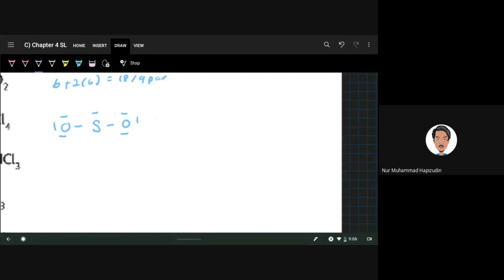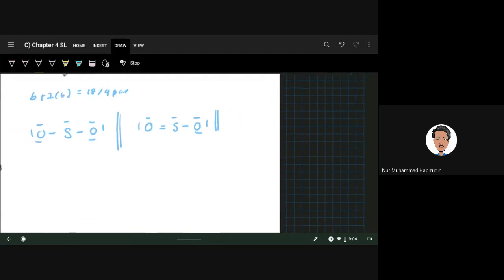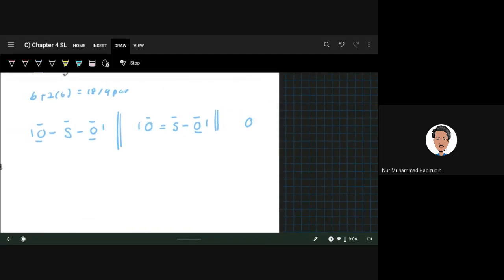We have a few possibility. Cuba tengok sini. We have a few possibility. Oxygen. Okay, oxygen have high tendency to form double bond because oxygen need 2 more electron. Okay, sebab tu dia ada possibility. Okay, cuba tengok dekat sini. Oxygen. Okay. Satu lagi structure saya nak tunjuk. Oxygen.